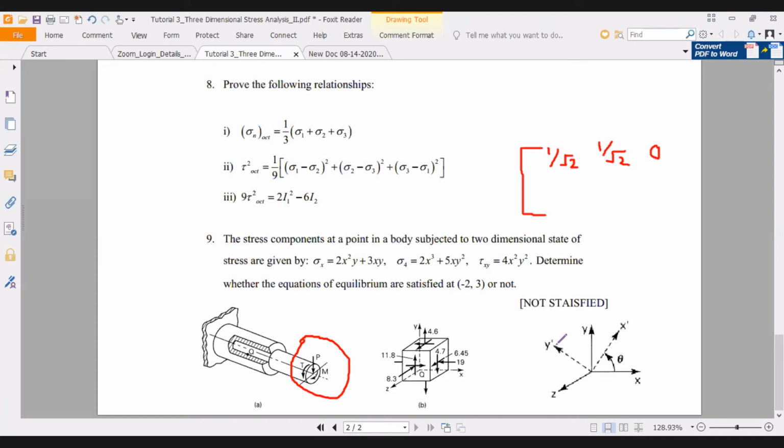Angle between this y dash and x is 135. Cos 135 is minus 1 by root 2. Between y dash and y is 45, so it is 1 by root 2, and again 0. And what is the third row? It is 0, means again 0, and cos 0 is 1. Okay, so this is the matrix.